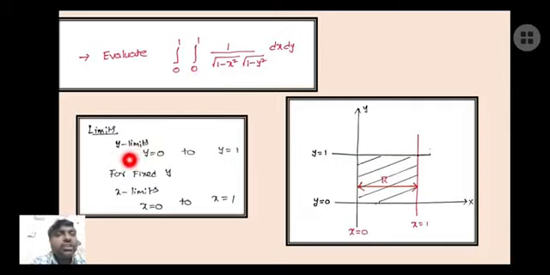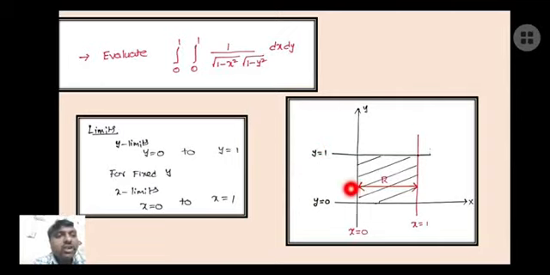First I am writing y limits. Y limits is y is equal to 0 to y is equal to 1. See here, in the observation of the region, y equal to 0 is your lower part of the region and y is equal to 1 is the upper part of the region.